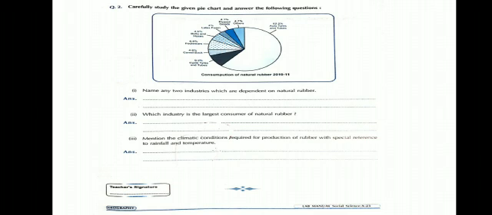Just write down the names of the industries here. Number 2: which industry is the largest consumer of natural rubber? Here also you all will write only the right answer. And question number 3 is: mention the climatic conditions required for production of rubber with special reference to rainfall and temperature. So here you all will write only the rainfall and the required temperature.